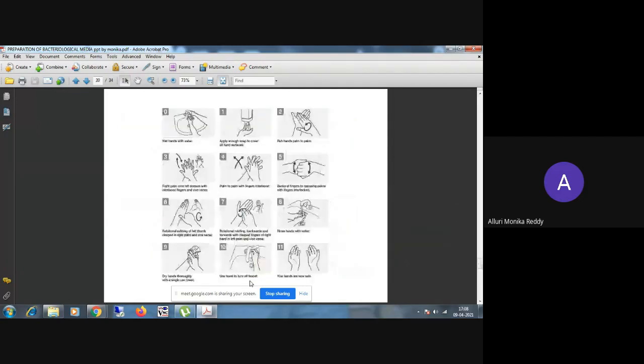And these are some of the safety measures and cleanliness to be maintained in a laboratory. First of all, you have to wash your hands: take soap, rub hands, and the washing should be done properly in order to avoid infections.